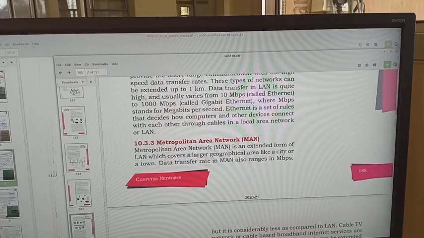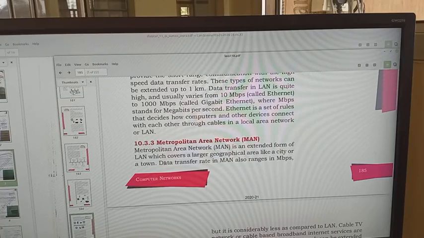The next one is called a MAN. MAN means metropolitan area network. A metropolitan area network is an extended form of a LAN. It covers a larger geographical area like a city or a town. As the name implies, it covers a city or a town.